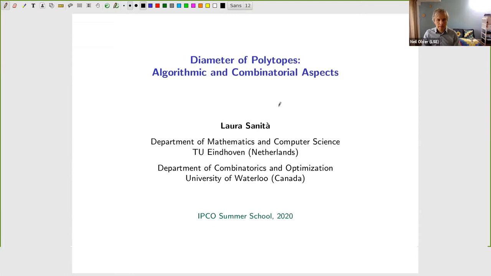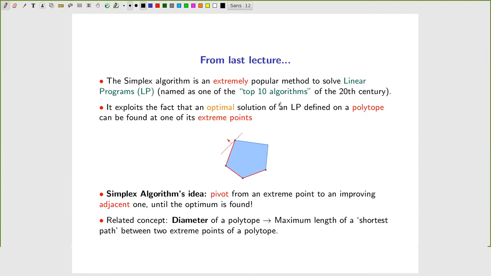So again, welcome everyone to this second lecture, and let's see some other material regarding diameters of polytopes, and in particular, as I said already yesterday, highlighted some interests that I personally found of particular interest in a way. Let's go back a little bit to recap a few things that we mentioned yesterday.